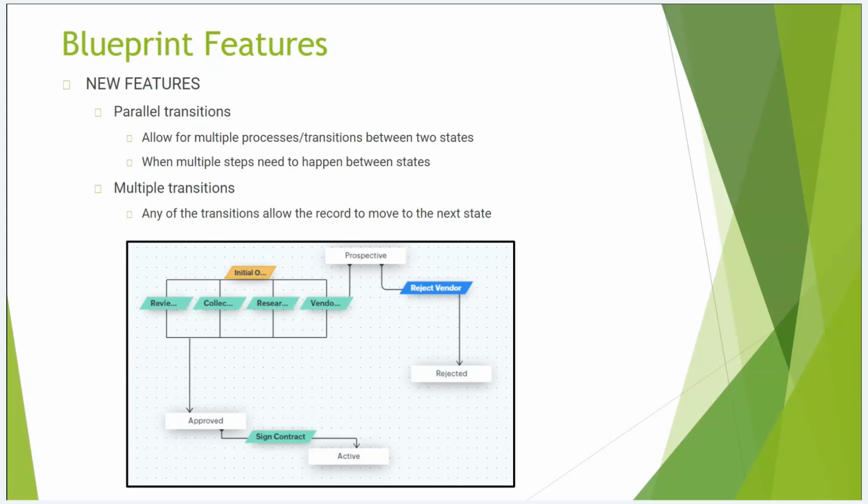So this picture is an example of a vendor onboarding process. During the initial onboarding, the user has to go through all of these steps with the vendor before they're approved. So they have to review the proposal, collect a W-9, research the vendor, and then make sure they meet internal criteria. After all of these steps are completed, then the vendor can be approved.